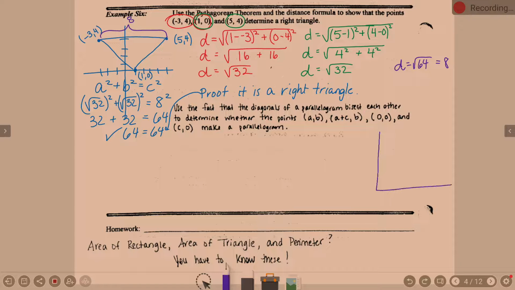Now, okay, let me sketch a graph. I've got to remember how this works. So, there is a point at A, B. A is going to tell me to go over A and up B. So one of the 4 corners is at A, comma B, right? We're going to come back to the A plus C, comma B. I'm going to do that one last. One of the 4 corners is at 0, 0. Piece of cake, got that one right. One of the 4 corners is at C, 0. So what's C, 0 going to mean? Right there.